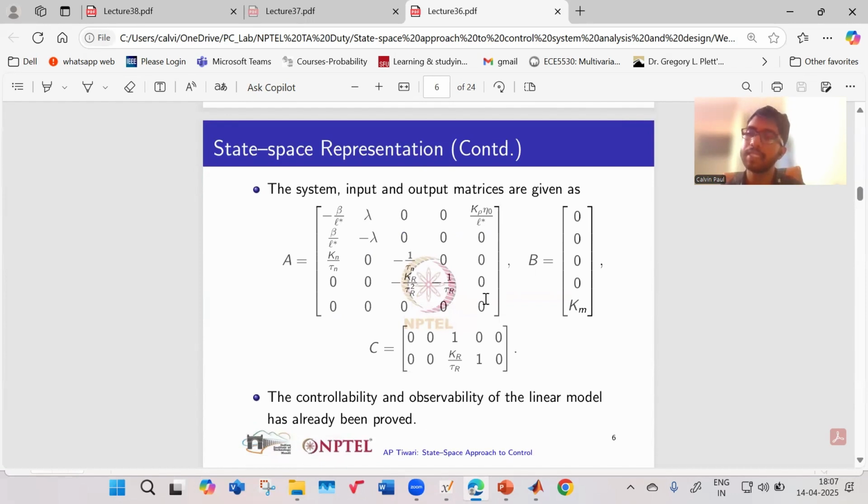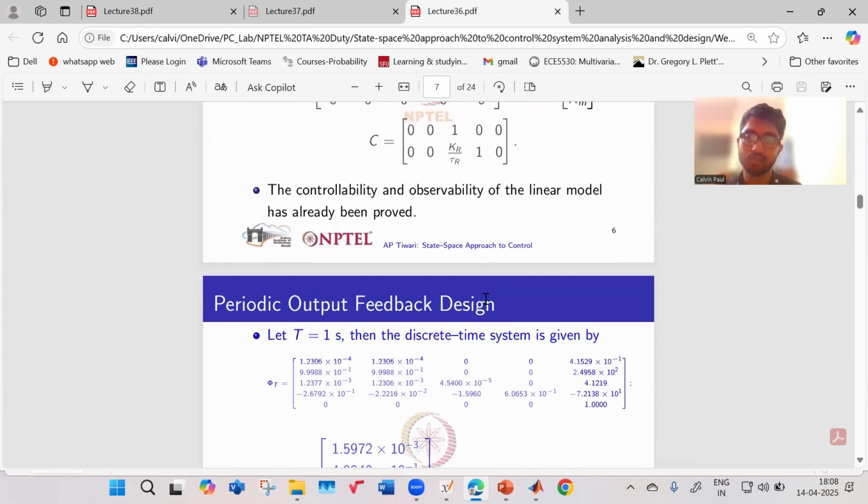In the last class, I had shown the controllability and observability of this linear model. We also checked that if we use only output one, we still cannot observe all the states. If we use only output two, we still cannot observe all the states. But when we use the combination of output one and output two, then we can say that the system is observable.